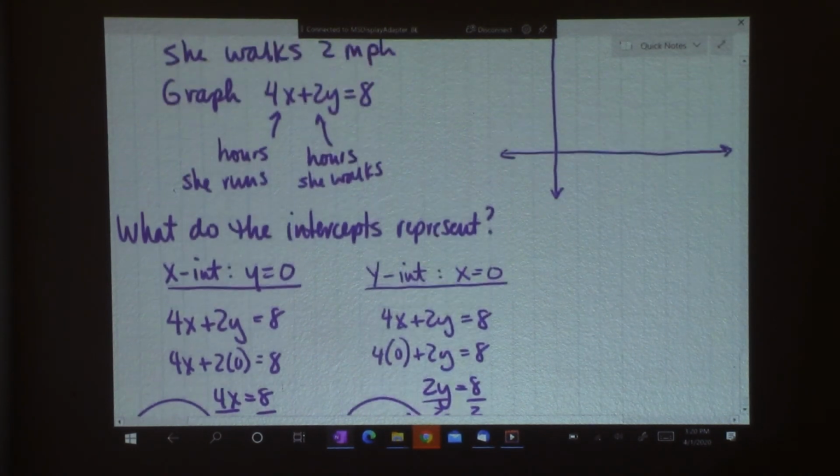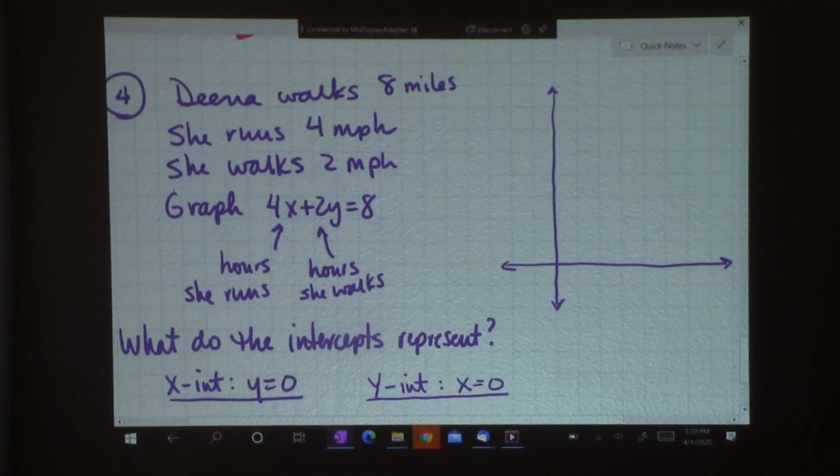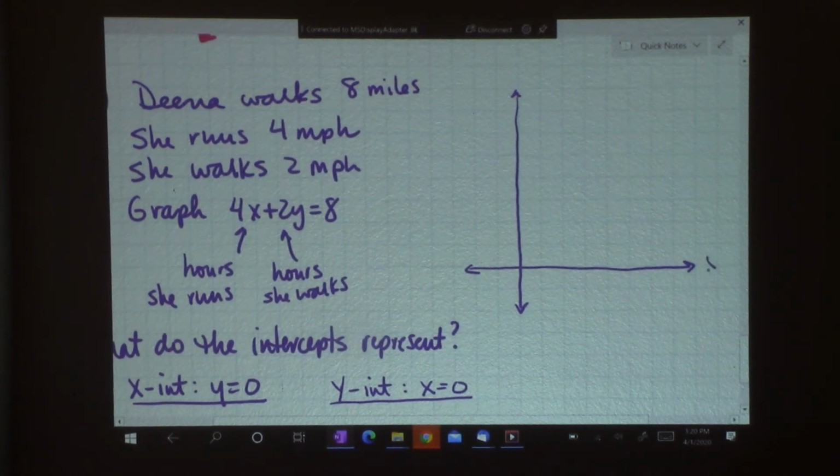Now, it tells us that x is the number of hours she runs. So on my graph, I have x. So this direction, the horizontal direction, represents my hours of running.